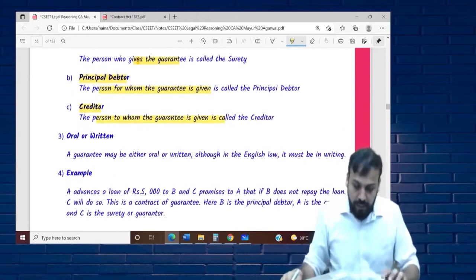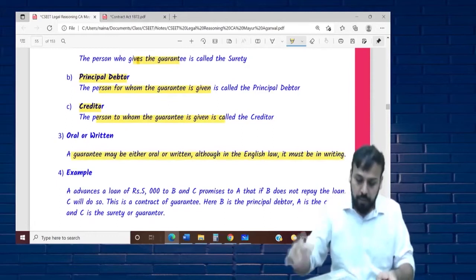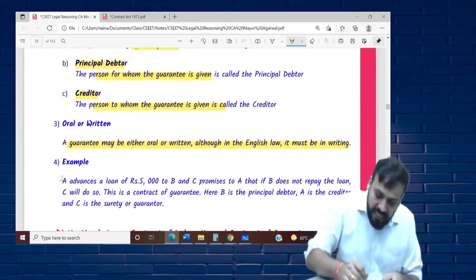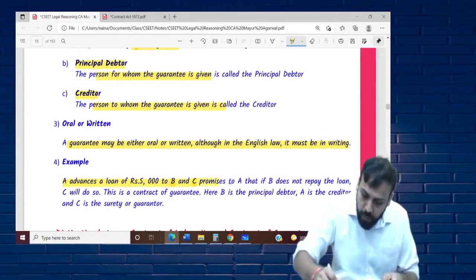See, very simple. It can be either an oral contract or a written contract, but in English law it must be a written contract. Let us see the example. A has given a loan to B, and C promises A that if B does not repay the loan, C will do it.